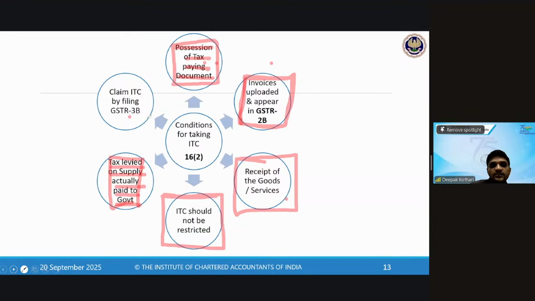Then the 6th condition is, how do you claim the credit? All the 5 conditions are satisfied, but how will you claim it? As I had said earlier, you can claim the credit by filing a return called GSTR3B. Once we file the GSTR3B return, only then we can claim it. I'll just show you a return so that you understand this 6th condition, how it is satisfied.